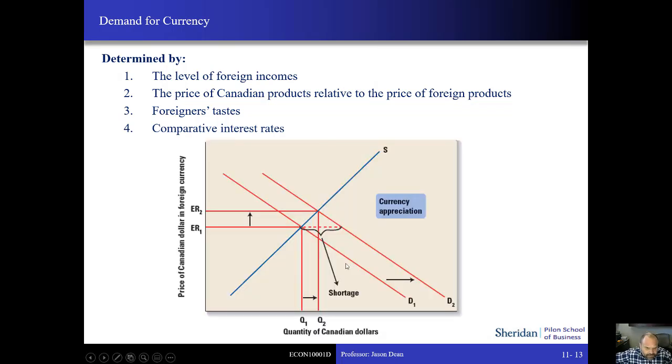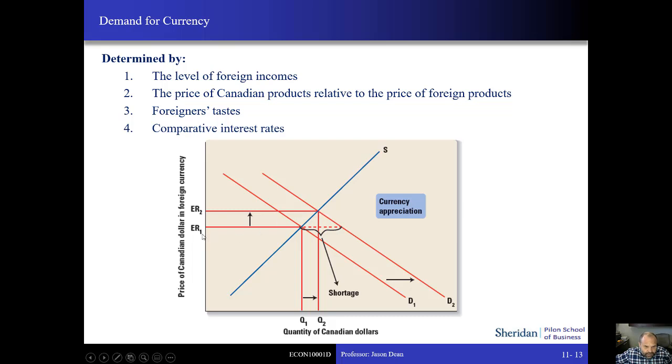So what happens in the foreign exchange market with an increase in demand? We would illustrate it as follows. Suppose we have our demand curve here, D1, and our supply curve here. Initially, the exchange rate would be ER1. Now, if the demand curve shifts to the right, the new equilibrium will be right here at ER2, okay?